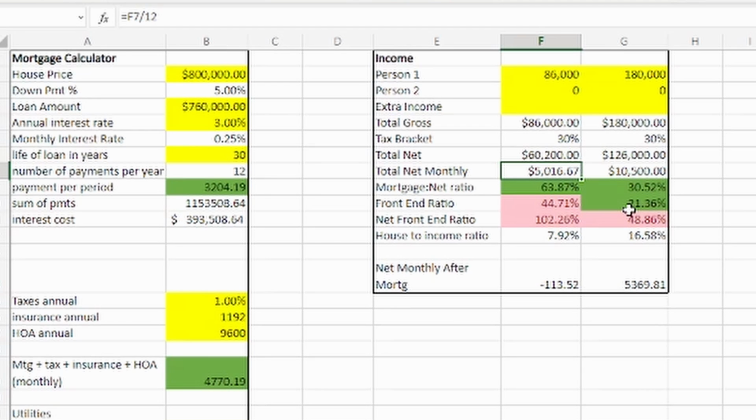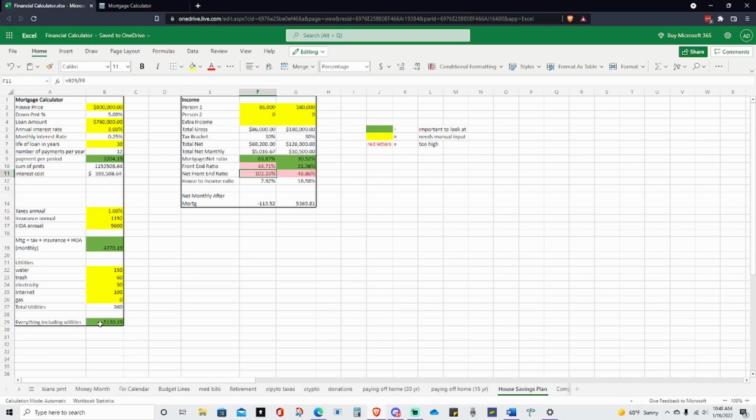This is reality. So we take the everything-including-utilities box right here, and we divide it by this net monthly income. And look, we have above 102%. This is not good. This means that you're not making enough money to even cover your mortgage related expenses. So even though technically your mortgage payment, quote unquote, is $3,204 per pay period, it's not, because of insurance, HOA, and taxes. It becomes $4,770.